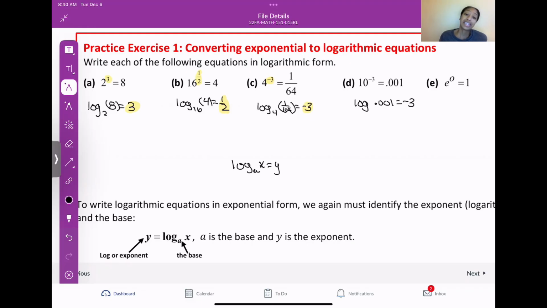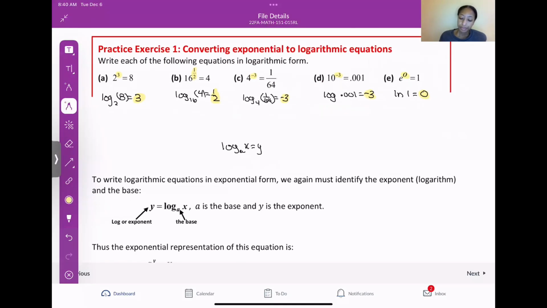And for the last one, e to the 0 power equals 1. For log base e, we use the notation ln. So we'll have ln of 1 is equal to the exponent there, which is 0. And again, our exponents are equal to the logarithms.